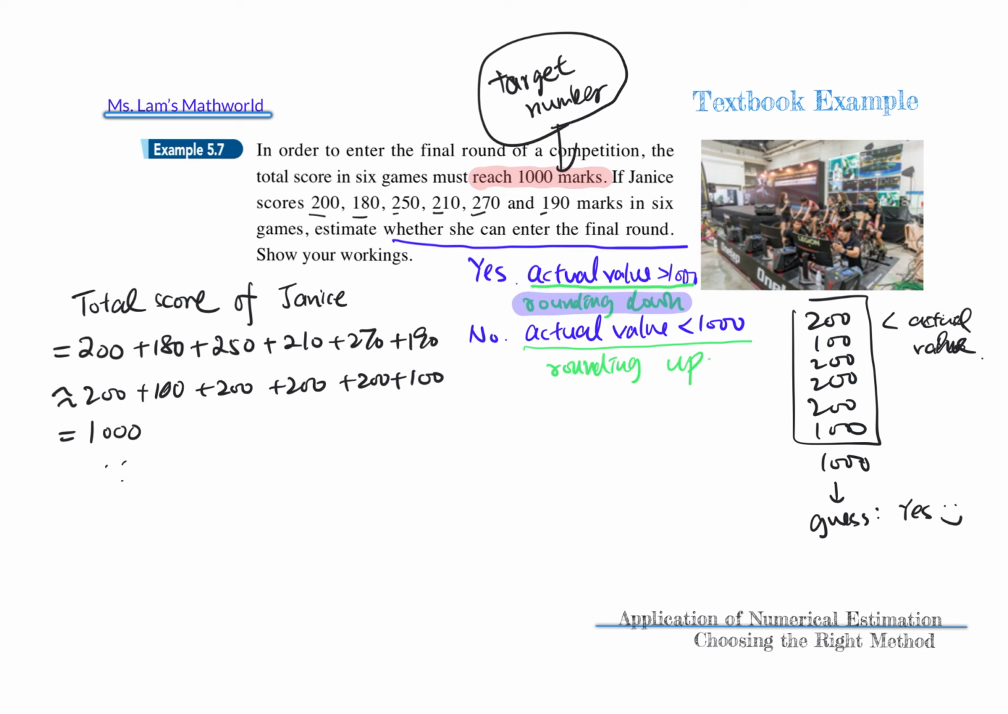What does it mean? Since the actual value is greater than 1,000, which is the estimated value, therefore, Janice can enter the final round.